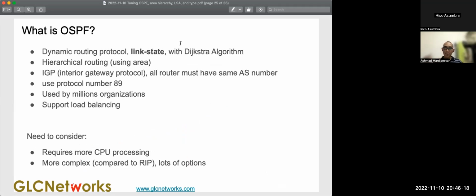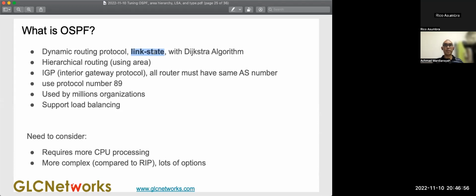OSPF is a dynamic routing protocol. We've discussed it previously. It's a link state protocol. So you know link, right? A link is defined as a connection between two nodes. Two nodes can be from host to router, or from host to a switch. That is what defines what a link is. Here the link means a connection between routers. So you have two routers, and between them you have links. That's why it's called link state.